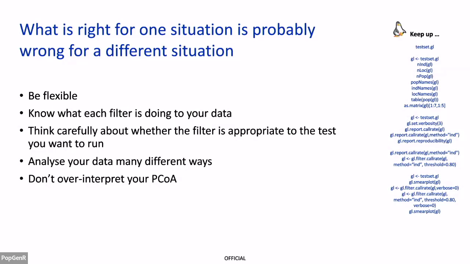So what's right for one situation is probably wrong for a different one. The important things are to be flexible, let your data inform you of what's going on. You do need to really understand what each filter is doing and understand whether that filter is right for the question you are going to ask with the data set you output. And know that you are going to need multiple different sets of filters to ask different questions.